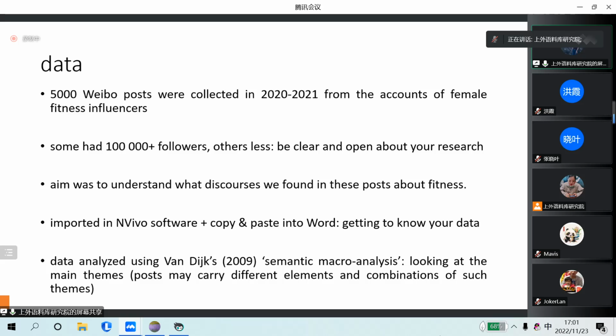Then the data was in the first instance analyzed using Van Dijk's semantic macro analysis. Now this sounds chic, but all you're really doing is looking at the main themes. So you see, what are main themes here that are coming back and what are the links between them? And different posts tend to carry different elements and combinations of such themes. You will then find them back.